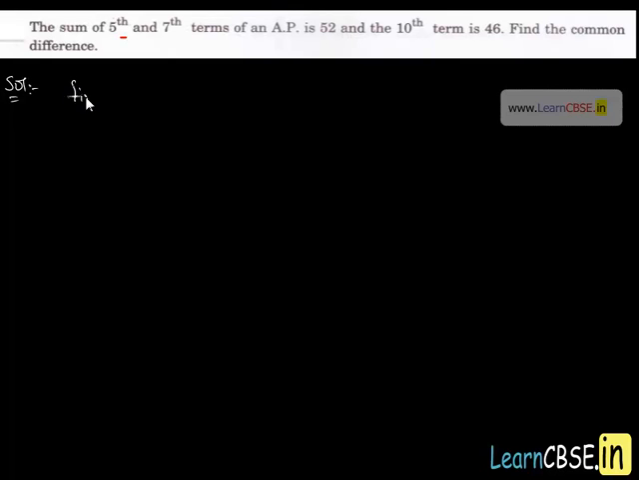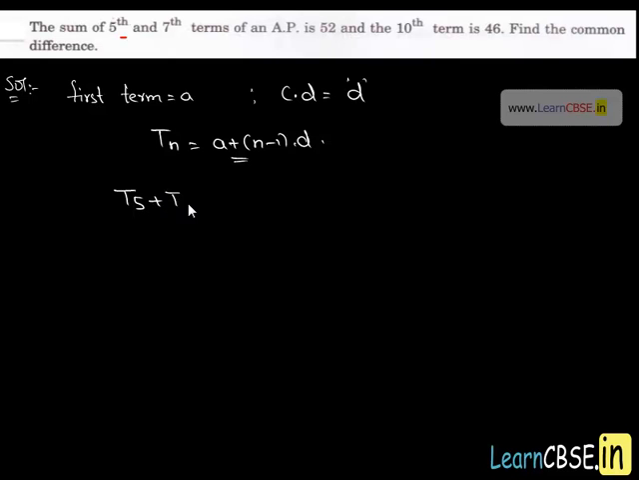We know that nth term of an AP whose first term is small a and common difference is small d, then its nth term is a plus n minus 1 times d. We have sum of 5th and 7th terms, that is t5 plus t7, which is equal to 52. Let's substitute the value of n, which is 5 and 7, in the above equation. We get t5 and t7.